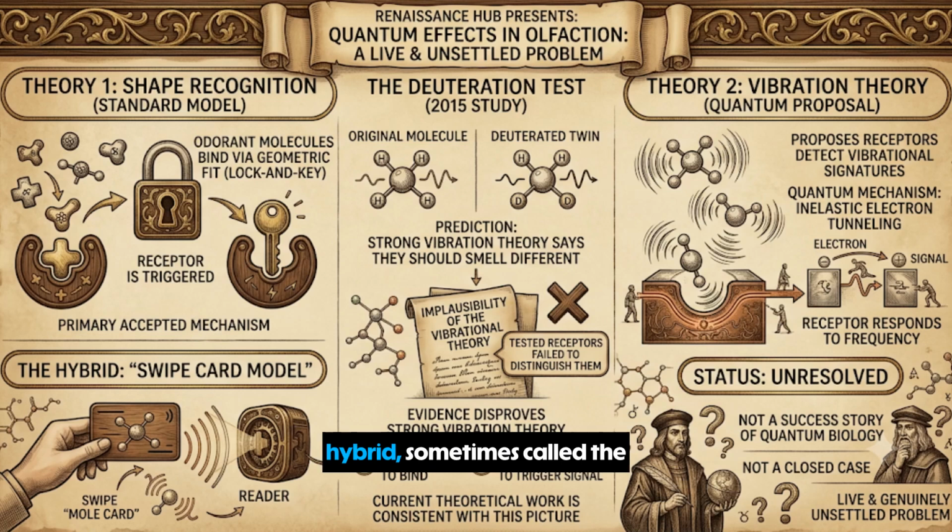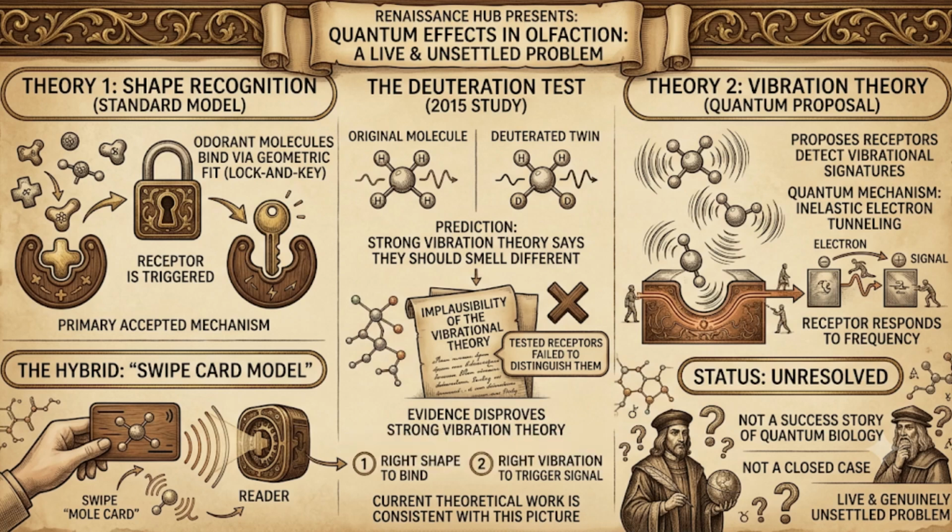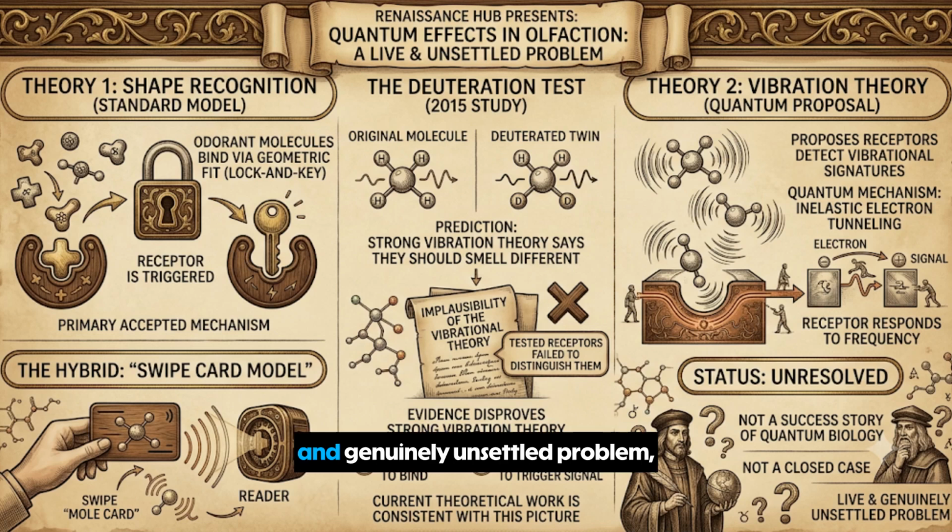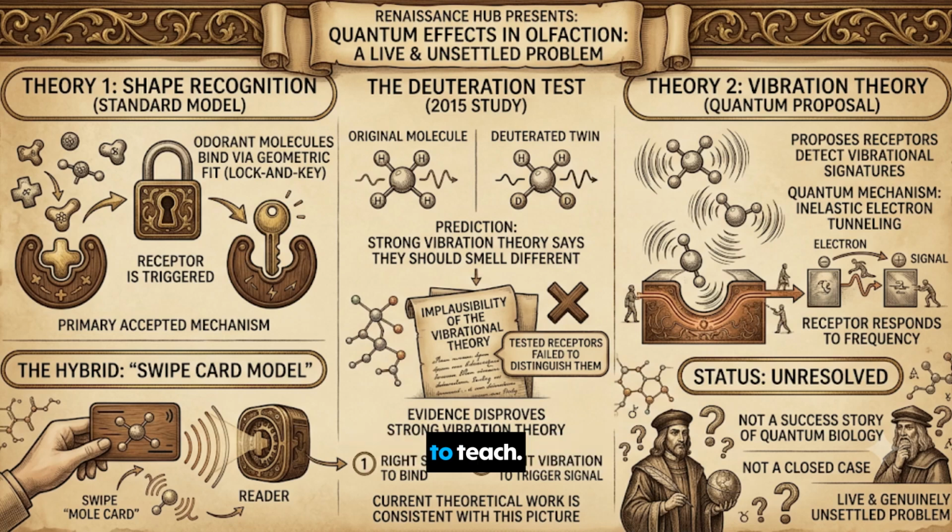What survives is a hybrid, sometimes called the striped card model. An odorant needs the right shape to bind the receptor, and then the right vibrational frequency to trigger the signal. Recent theoretical work is consistent with that picture, but its authors say the honest thing plainly. The recognition mechanism remains primarily unresolved. So olfaction is not a success story of quantum biology, and it is not a closed case either. It is a live and genuinely unsettled problem, which I think is a more interesting thing to teach.